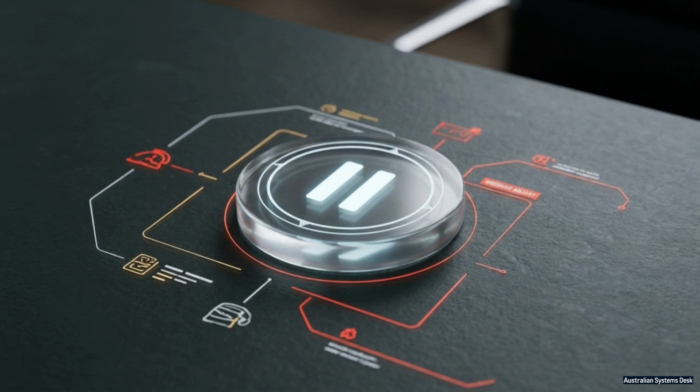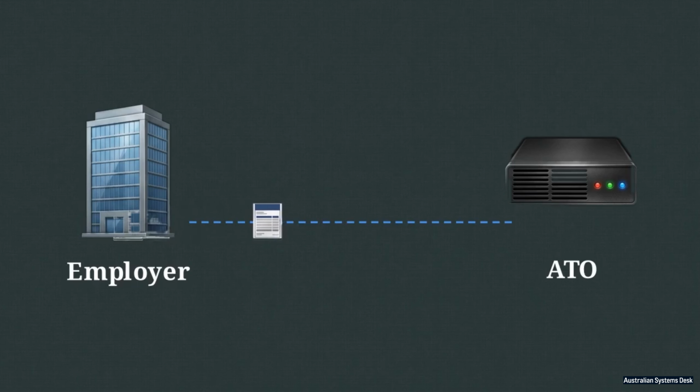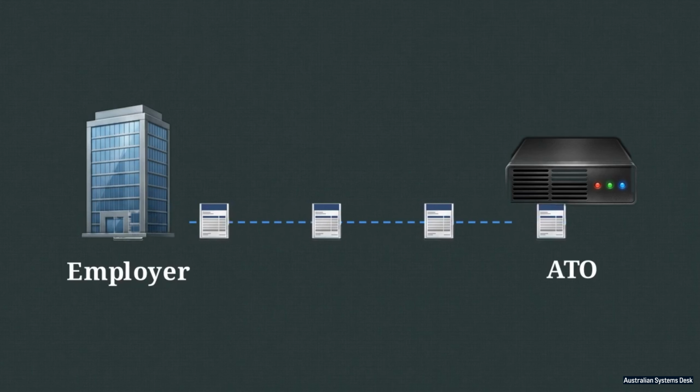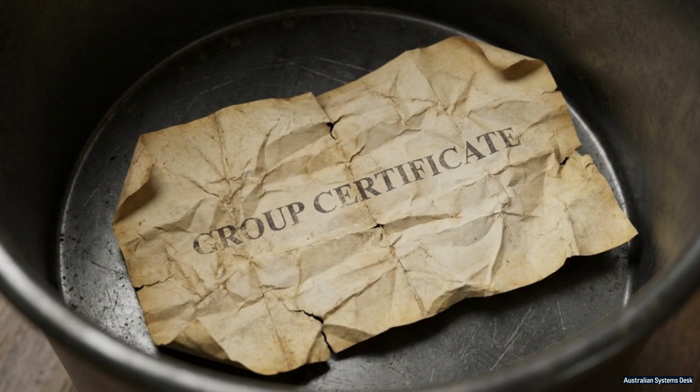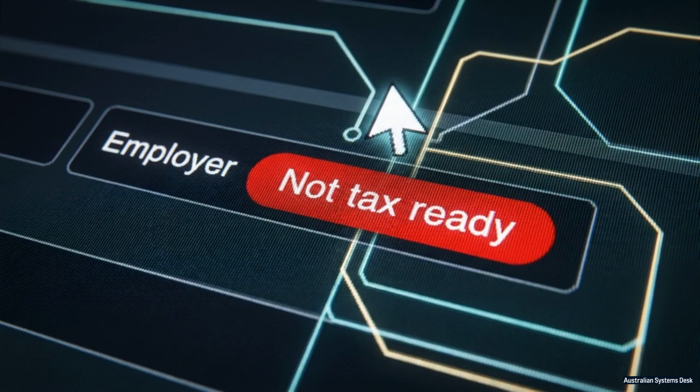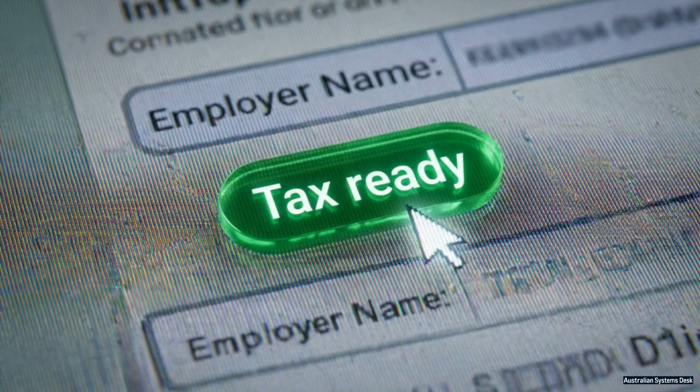Check 2. Wait for your data. Modern Australian employers report your payroll information directly to the ATO through single-touch payroll. The old paper group certificates are obsolete. When you check your income statement in MyGov, look for the critical status indicator shown here. It will either tell you the data is not tax-ready or tax-ready.